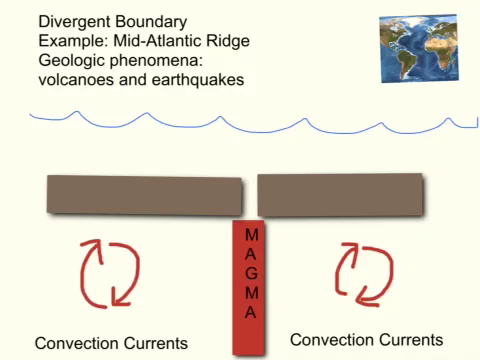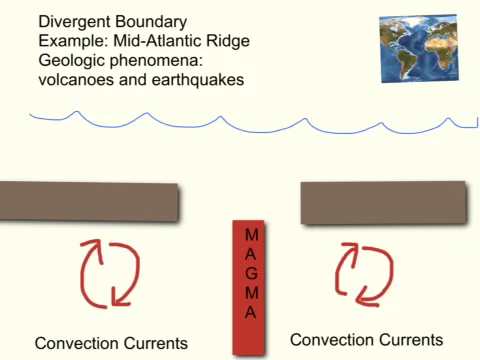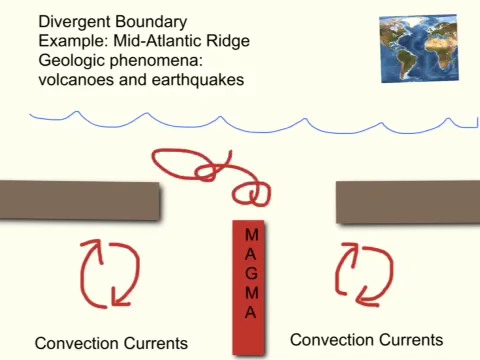In a divergent boundary, two plates are pulling apart. Under the two plates, convection currents are making the magma rise up. When the magma rises up on top of the two plates, the plates move further apart, creating new land. This is a divergent boundary.